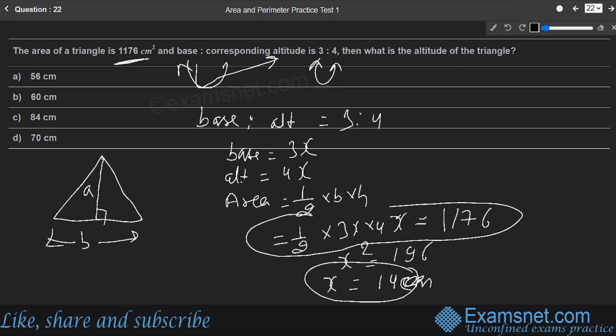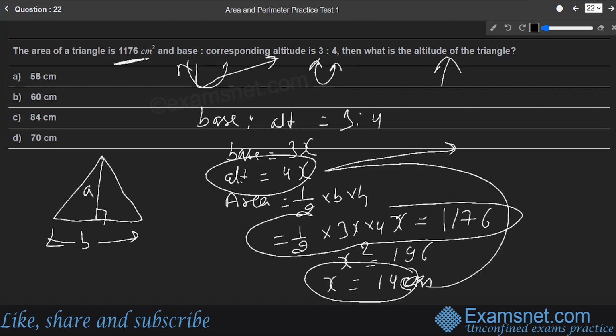We are supposed to find out the altitude of the triangle. We had assumed the altitude to be 4x. So using x as 14, the 4x can be calculated as 14 into 4. That is 56 centimeter. Let's see where it is available. It is available in option number A. So it becomes the right answer there.